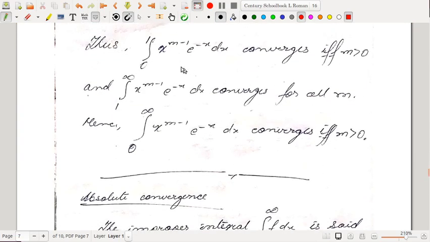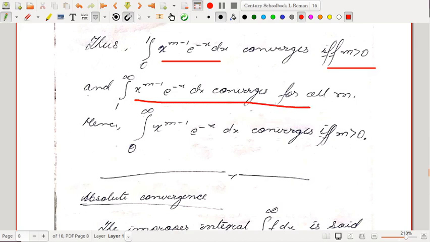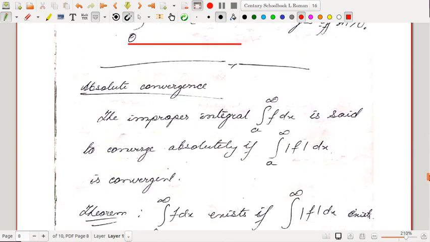But the integral from 0 to 1 of x to the power m minus 1 e to the power minus x converges if and only if m is greater than 0. This part converges for all m. So I have to take the common part. The integral from 0 to infinity of x to the power m minus 1 e to the power minus x dx will converge if and only if m is greater than 0. Because for m less than 0, the 0 to 1 part is not convergent. For every value of m, the 1 to infinity part is convergent, but the other one is convergent only if m is greater than 0. So the original integral converges if and only if m is greater than 0. Otherwise it's not convergent.